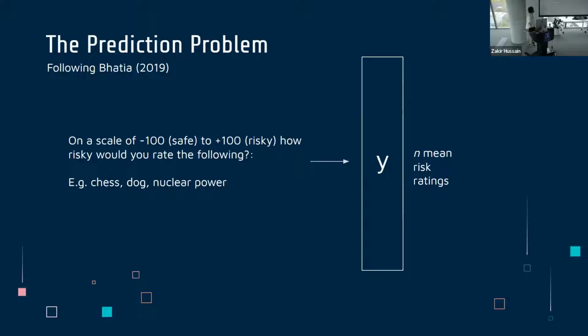And then you take the means for each risk source. So you end up with as many mean risk ratings as you have risk sources. And that's the data that you're trying to predict when you're trying to predict risk perception.